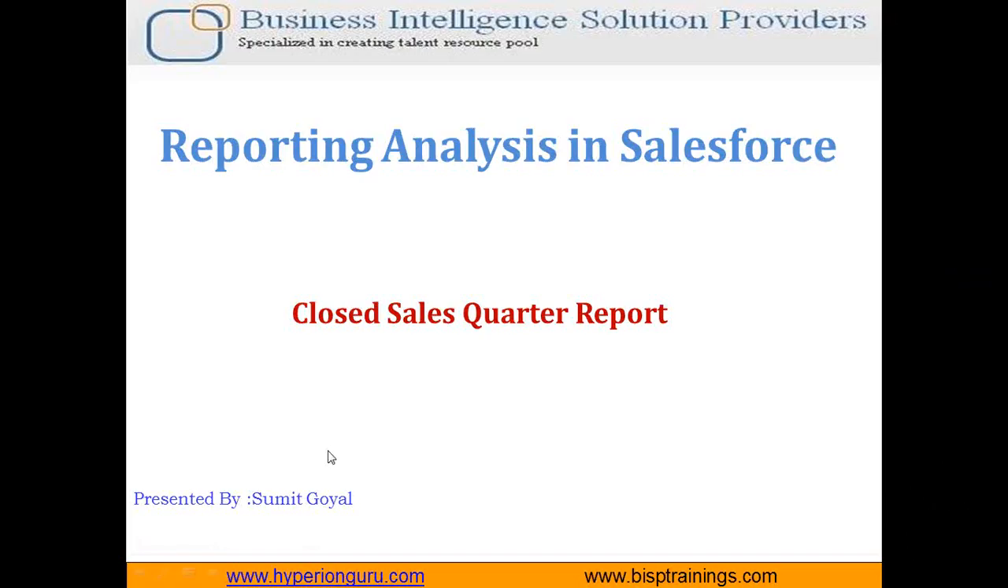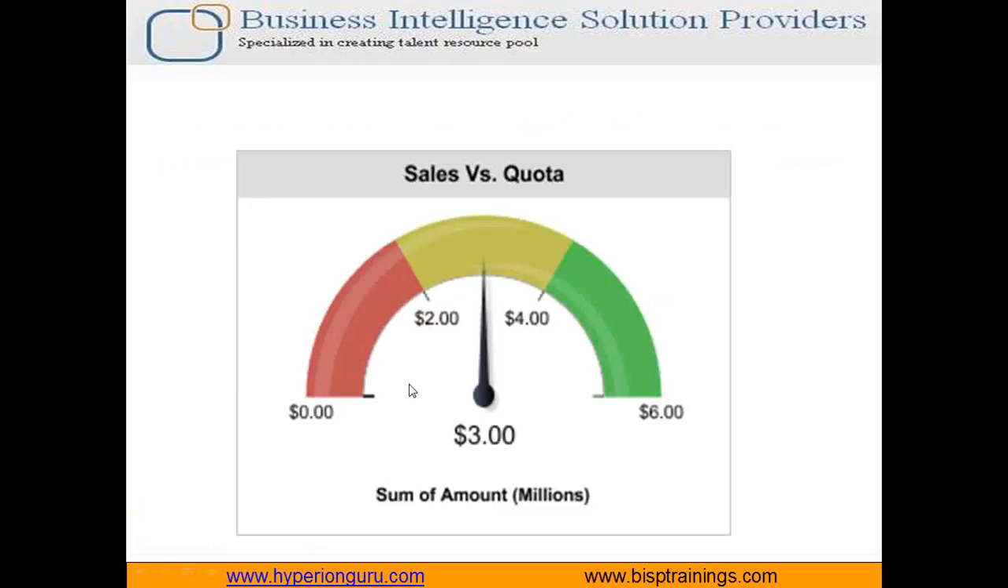So let me explain what exactly my requirement is. I would like to present the data in this particular format, where we have a donut chart showing sales versus quarter, and it represents the total sale for the current quarter. I would also like to apply a filter on top of that. First of all, we'll see the data we are going to use.